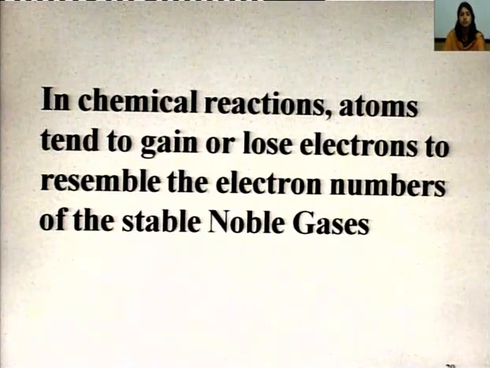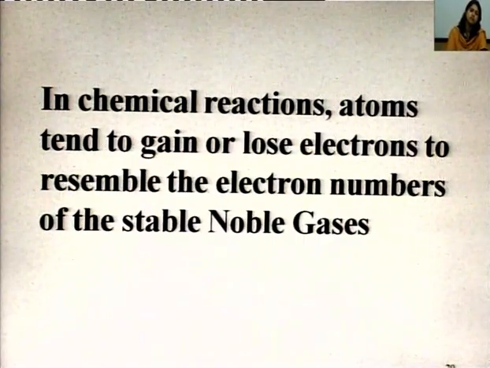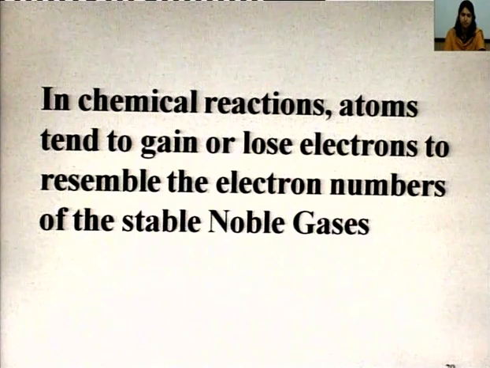Atoms tend to gain or lose electrons to resemble the electron numbers of stable noble gases. So, why do the atoms lose or gain the electrons? The simplest answer is they want to have the electronic configuration of the nearest noble gas, because these noble gases have the stable electronic configuration.